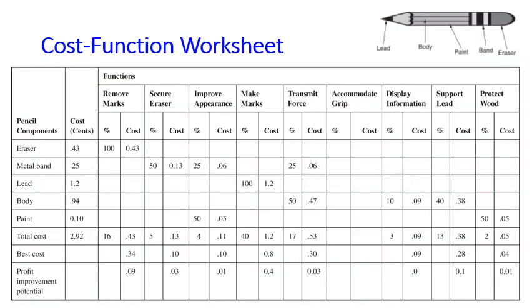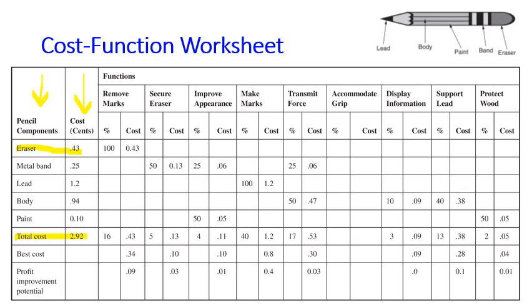Next, we are going to create a cost function worksheet. Here in the first column, we list all the components of a pencil. By the way, we are using the example of a pencil here. And then in the second column, we simply list the cost of each component of a pencil. So for example, the eraser costs 0.43 cents. So we know that the total cost to produce a pencil is 2.92 cents.